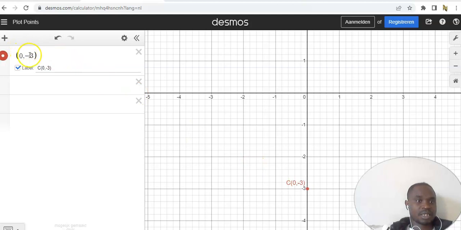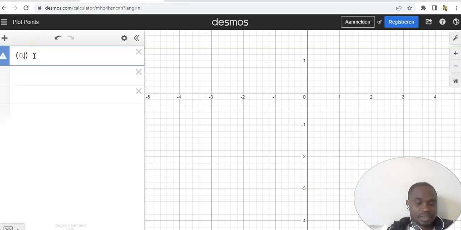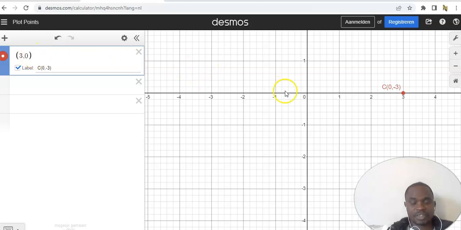Okay, we want to plot another one. Let's plot (3, 0). How are you going to plot (3, 0)? Our x is 3, and this is what? 0. So our x is what? 3. So you move 3 to the right, so 1, 2, 3. Then y is what? 0. So (3, 0).